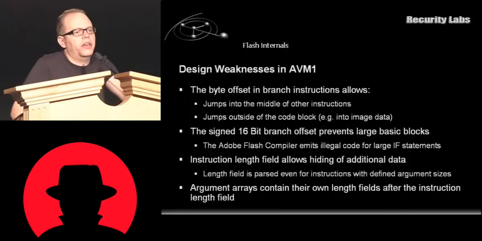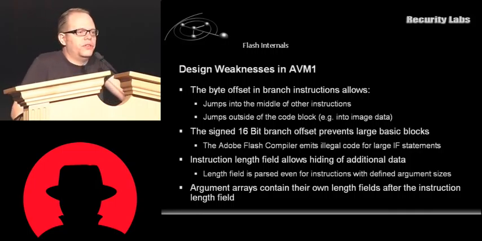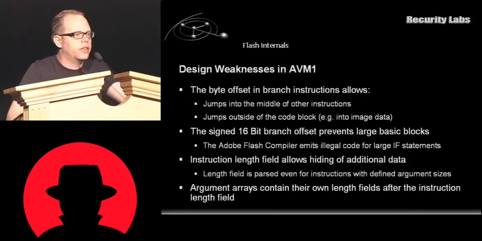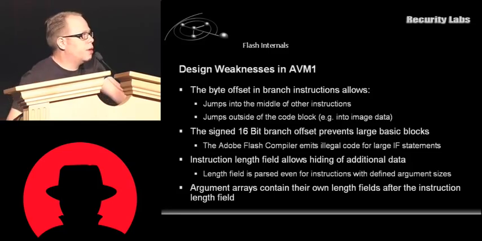Which means we're running into a lot of weaknesses in this design. First of all, the byte offset branches allow you to jump in the middle of an instruction. Many people that have reversed obfuscated x86 code know this typical trick that you jump in the middle of an instruction and then the byte stream gets interpreted differently. This can be done in Flash as well.